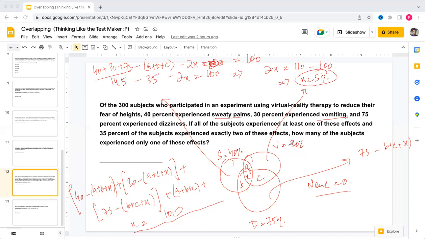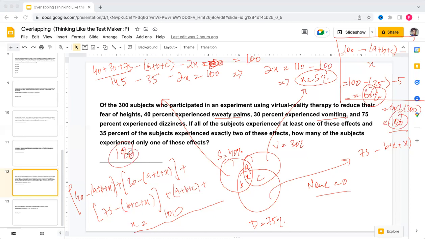The question asks about exactly 1, right? So how can we do that? We can do that if we consider all of these and subtract A, B, C, and X from that. So as total is equal to 100, if I subtract exactly 2, that is A plus B plus C, and exactly 3, that is X, I will get exactly 1, that is 100 minus 35 minus 5, which is 60%. And what is 60% of 300? That is 180. So our answer is 180.